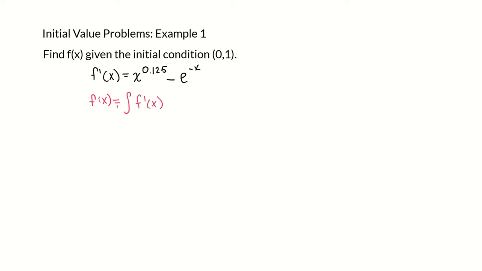And when we find that antiderivative, we'll end up with a constant in our antiderivative, and then after that we'll plug in this initial condition (0, 1) to find the constant. So f of x is the integral of x to the 0.125 minus e to the negative x.